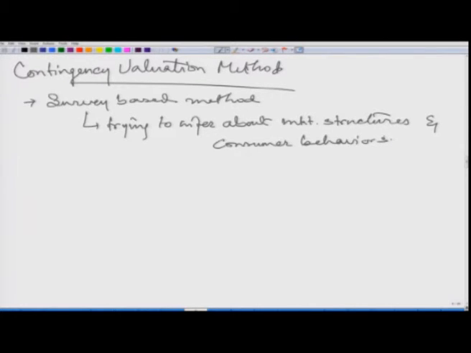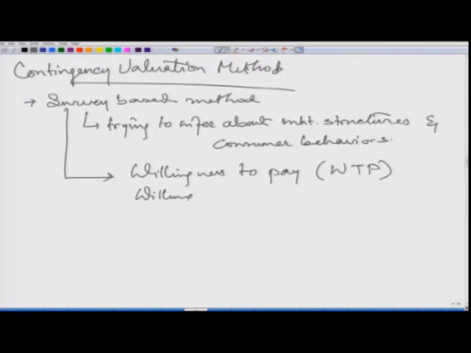Right? And in this survey based method, we collect information on willingness to pay and willingness to accept. Willingness to pay is the most accepted one. And what does this willingness to pay say? That to avail a particular benefit, if the government or some private organization gives you this benefit, how much would you like to pay? That is generally known as willingness to pay.